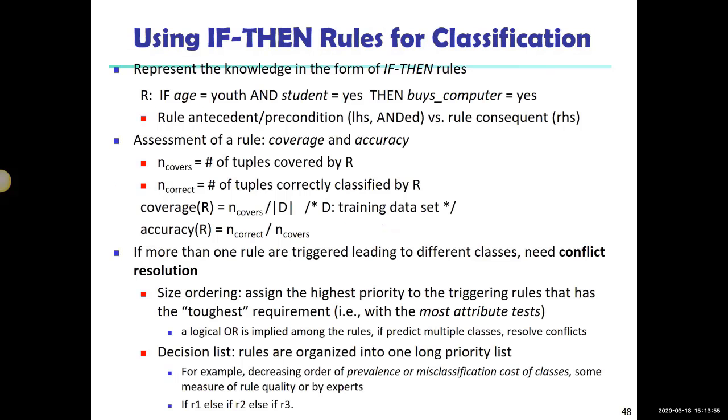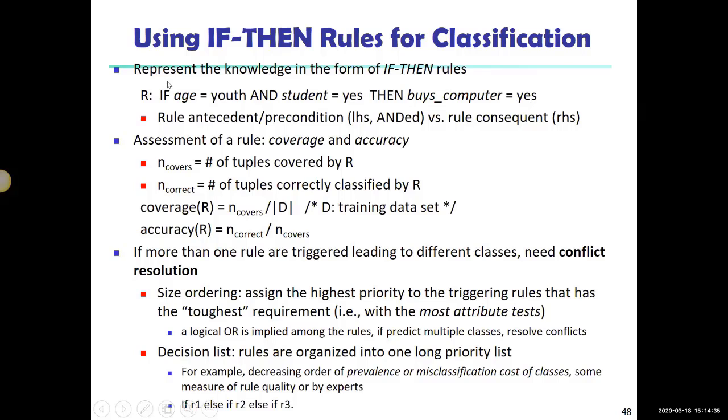Rule-based classification. This rule-based classification is closely related to decision trees. As we have seen before, from decision trees, we can extract if-then rules. So the definition for rule-based classification systems is that the system's model is a set of if-then rules. For example, if age is young and student is yes, then buys computer is yes.